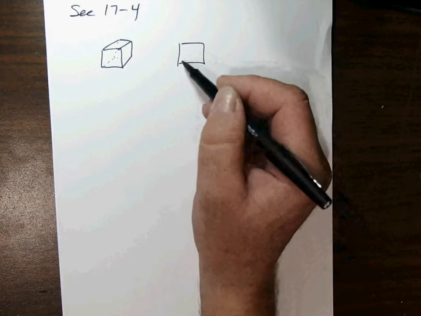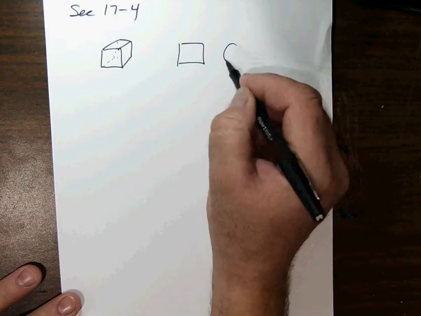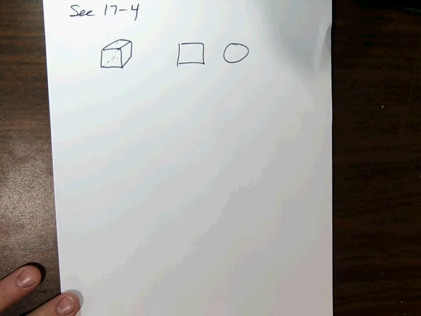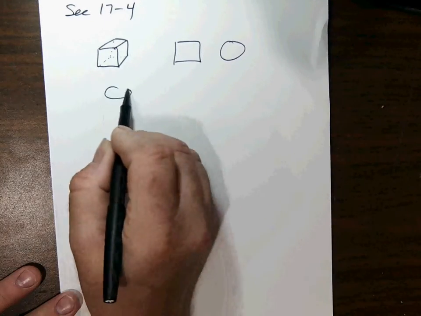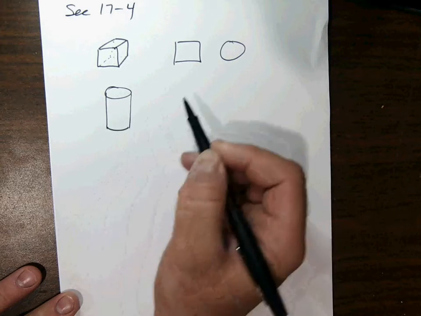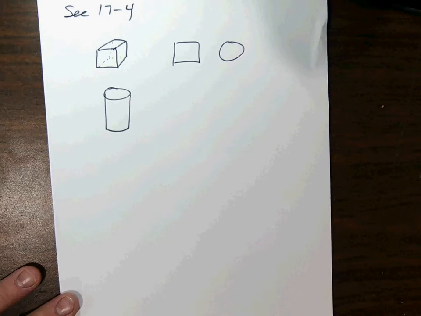Okay, and then the volume is just going to be how much can this container, think of it as a container, how much can this container hold? Okay, a square can't hold anything, right? A circle can't hold anything because it's a two-dimensional figure. But a box, a cube, can hold something, or a cylinder can hold some volume of liquid in there, and that's what volume's all about.